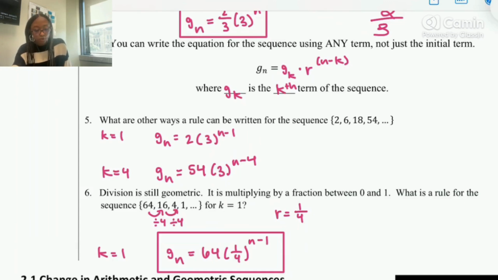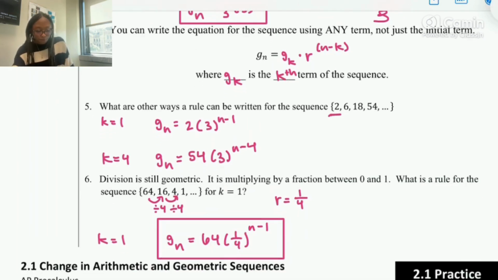1 is our first term in the sequence, which is why 2 will come to the front and represent g of k. And the common ratio is 3, so 3 is r, getting the equation 2 times 3 to the power of n minus 1. If we're finding it for the fourth term in the sequence, g of n equals 54 times 3 to the n minus 4. 54 is our fourth term, putting it in the spot of g of k, times our ratio of 3 to the power of n minus our fourth term, which is 4.